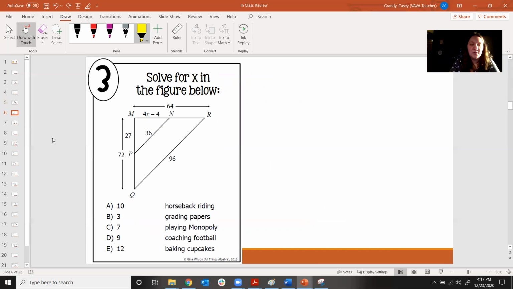In this figure, we're going to solve for x again. We've got some triangles that overlap, and we're going to set up a proportion and solve for x. I recommend redrawing the picture. You can redraw it on a wipe-off board, on a scrap piece of paper, whatever you need. Do this problem now.